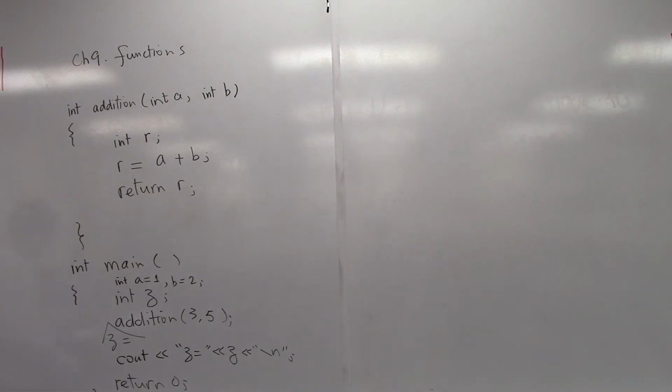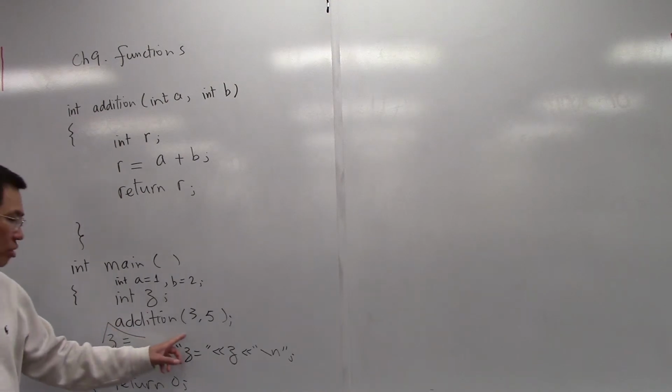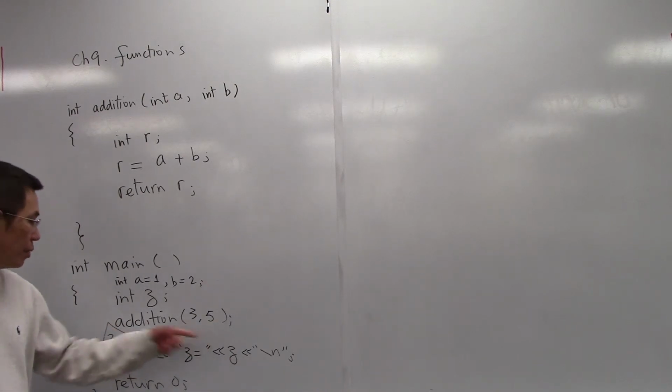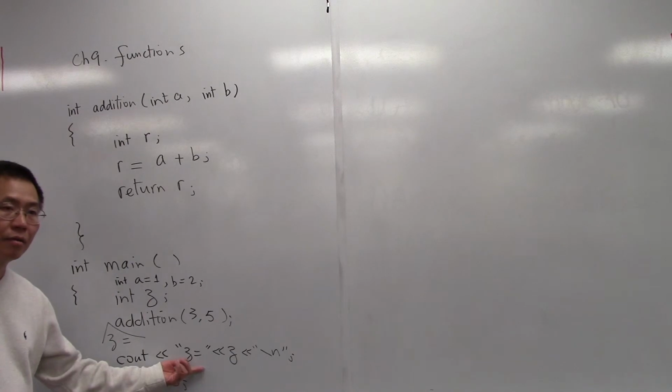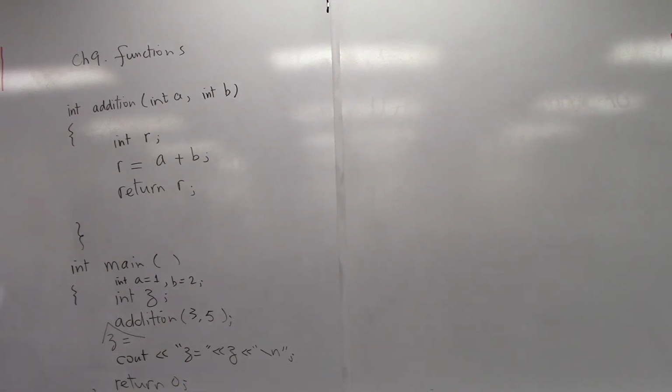So what the program does is perform an addition of 3 and 5, put the value in Z, and output Z. Of course, for a simple function like that, it may be even simpler to write 3 plus 5 here because it's the same thing.